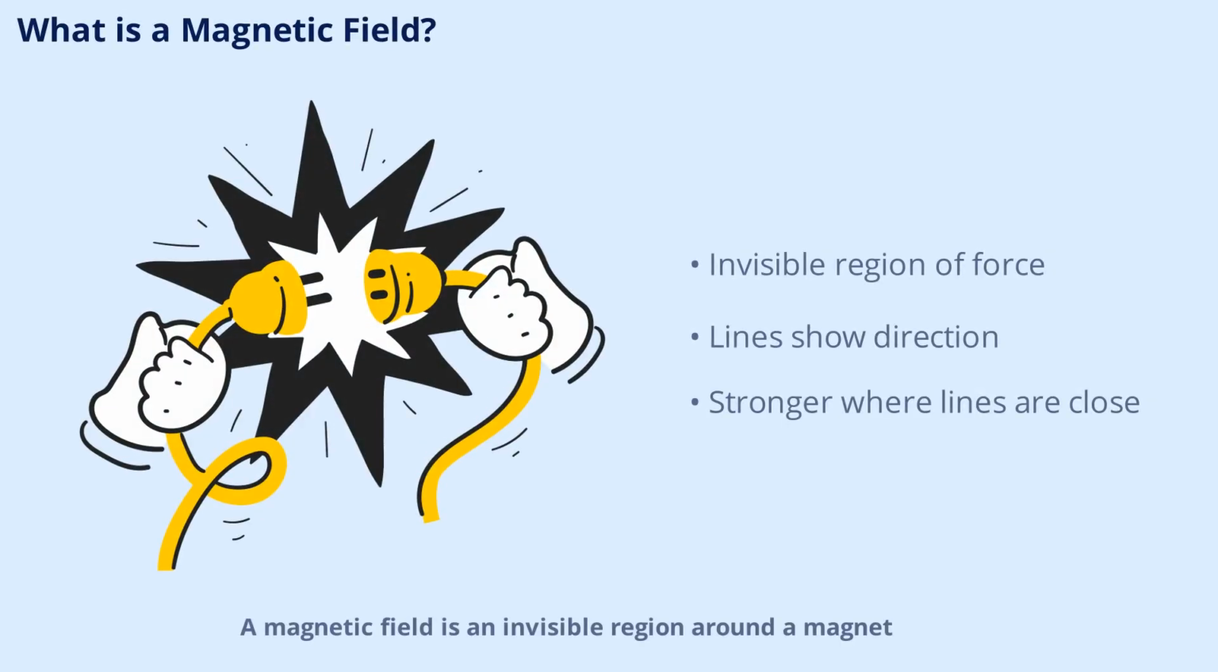Magnetic field is an invisible region around a magnet or a current-carrying conductor where magnetic forces can be detected. It's represented by lines that show the direction and strength of the force. These lines emerge from the North Pole and enter the South Pole of a magnet, forming closed loops. The closer the lines, the stronger the field. Magnetic fields are crucial in understanding how electric currents interact with their surroundings, influencing everything from compass needles to electric motors.